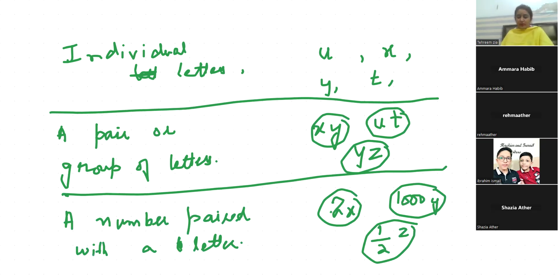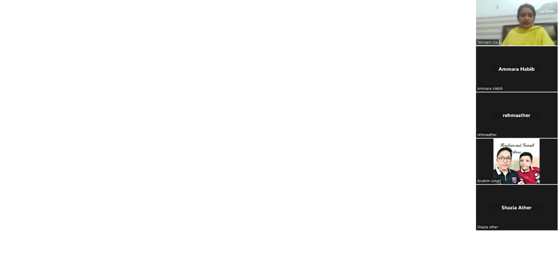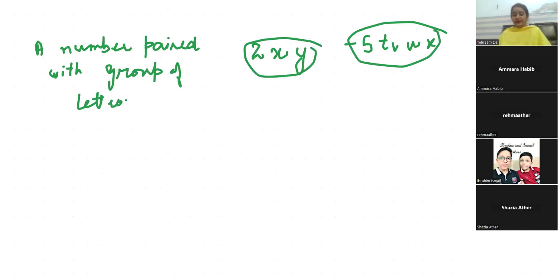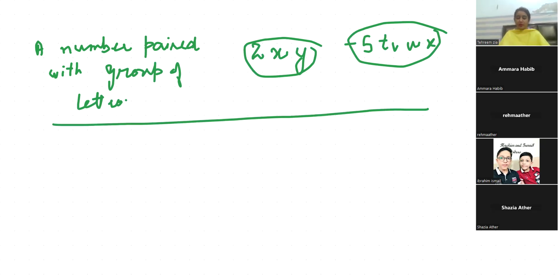Okay. So next, what are the more options for the terms? A number paired with a group of letters. For example, 2 paired with the group of letters X and Y. For example, minus 5 paired with the group of letters T, V, W, X. So this is all one term, this is all one term. So I'm telling you the options, what are terms, so you can identify the terms easily. I will tell you each and every option, so it's never going to make a problem for you.